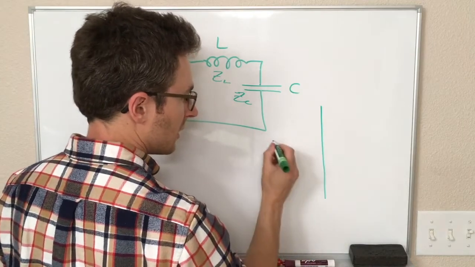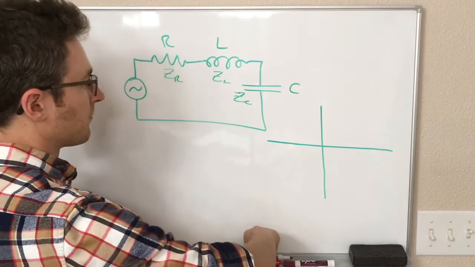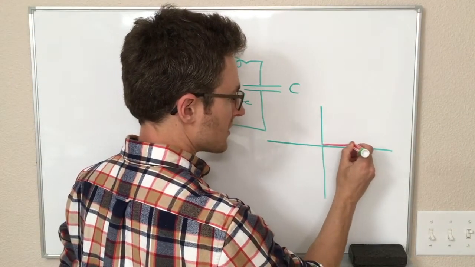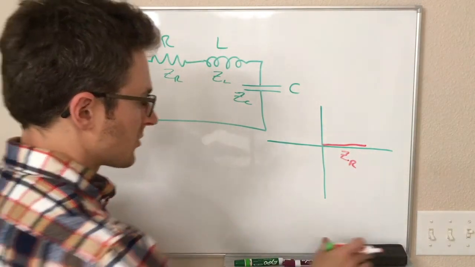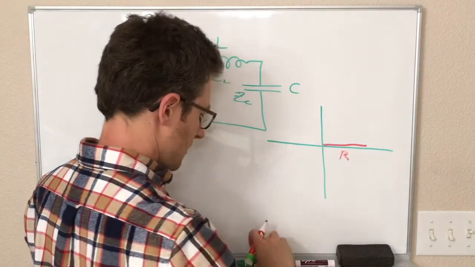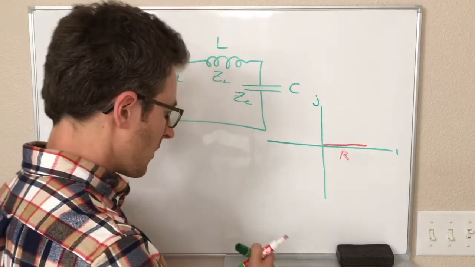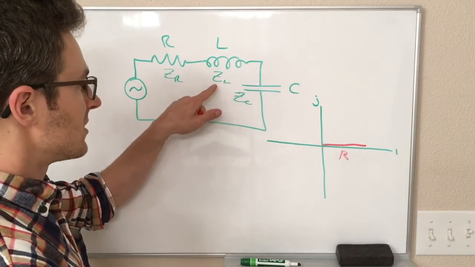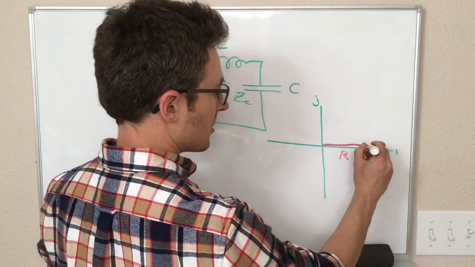So on the complex plane, this looks something like this. We have our resistance on the real axis, that is ZR, and actually I'll just label that as R. We know that this is the real axis and this is the imaginary axis. So we have our resistance like that. We also have an inductance and a capacitance. The inductive impedance is in the positive J direction.